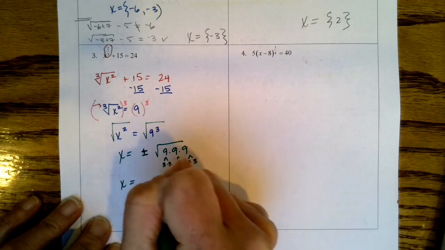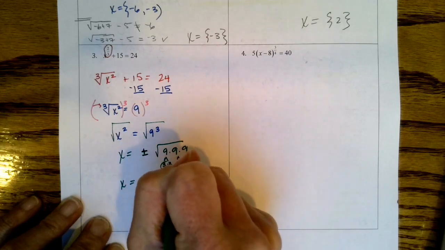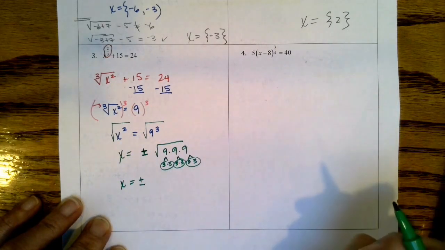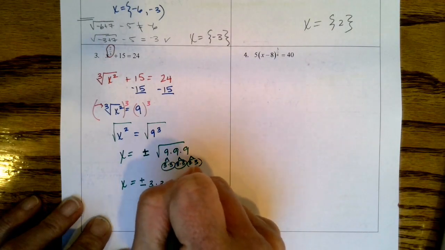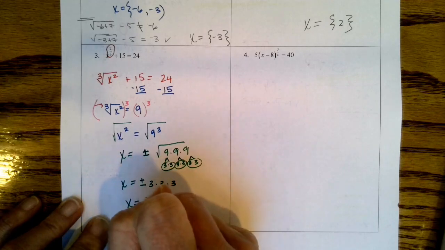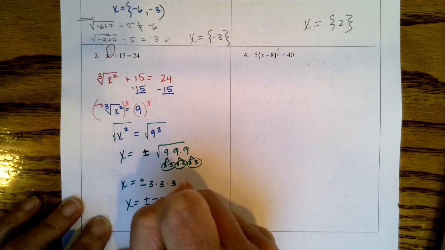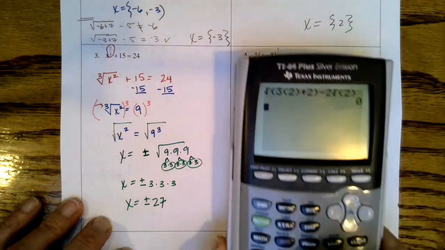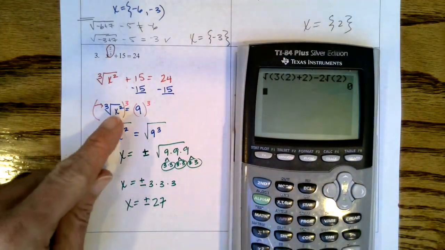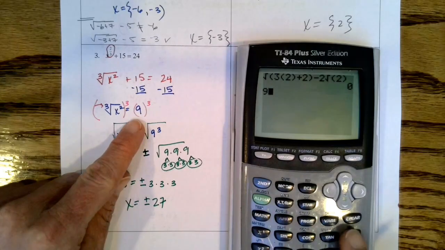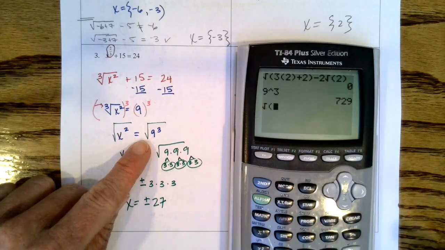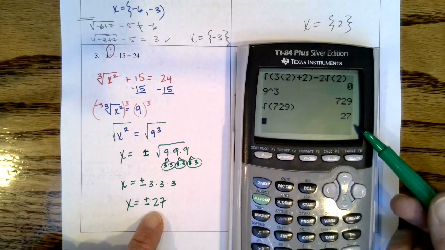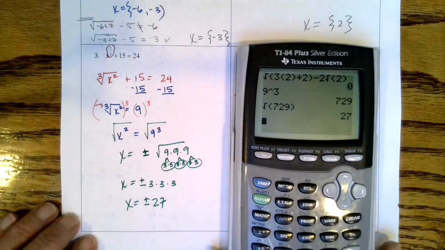So my answers are going to be plus or minus my 1, 2, 3 sets of 3. So that's 3 times 3 times 3. So x is equal to plus or minus 27. Now if you're unsure of that math, remember a lot of this can be done for you. I can take 9 to the third power, and then I can take the square root of 729, and then I can see that's equal to 27. So there's my value for x.